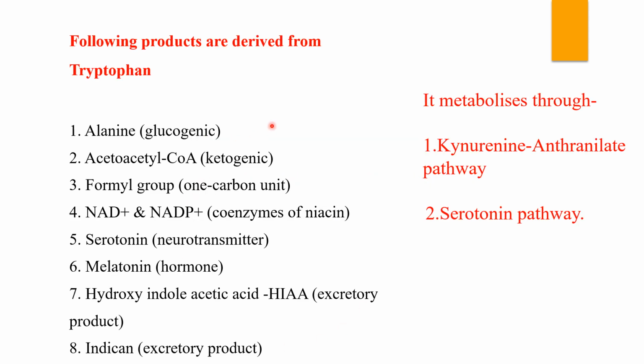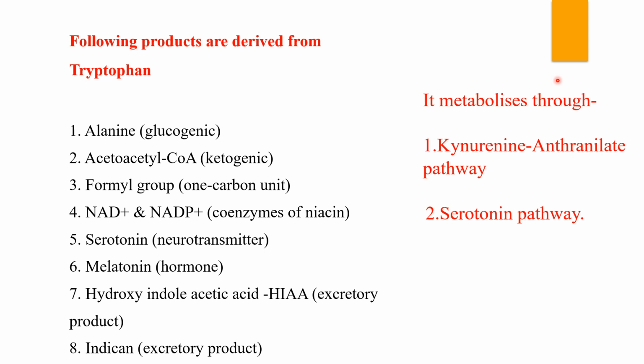The following products can be derived from tryptophan. They are alanine, acetoacetyl coenzyme A, formyl group, NAD and NADP, which are the coenzymes of niacin, serotonin, melatonin, hydroxyindole acetic acid as an excretory product, then indican, that is also an excretory product.